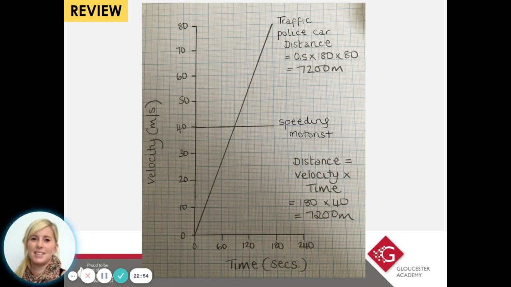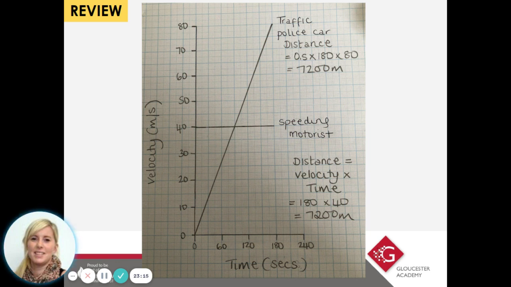And what you do then is you do base times height. So the base is 180 times a height of 40, and you get the answer of 7,200 meters. So you're just working out the area of a shape, and for that one, it was a rectangle. And then you should see as well that your traffic police car is a triangle if you were to draw a dashed line down from the top.